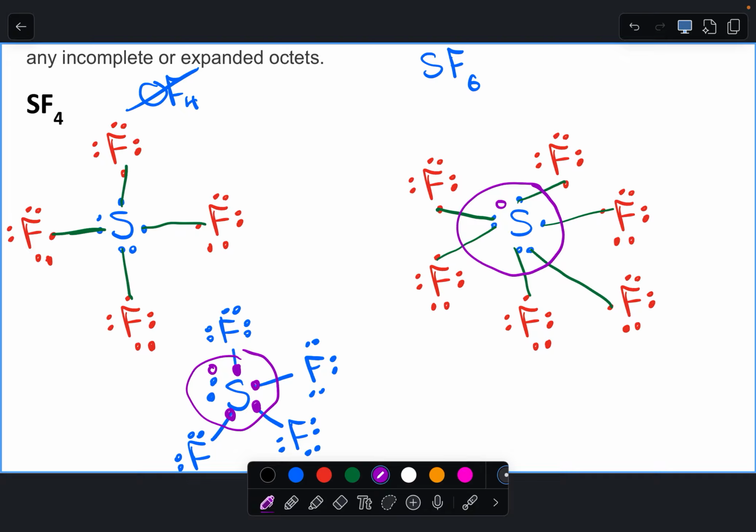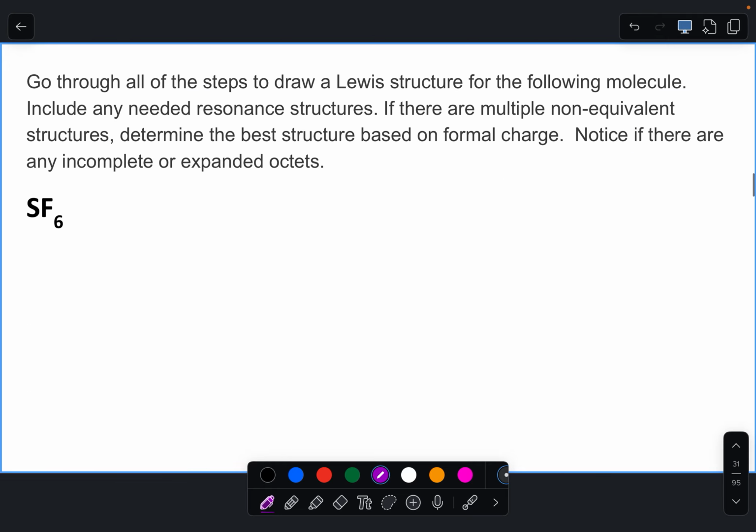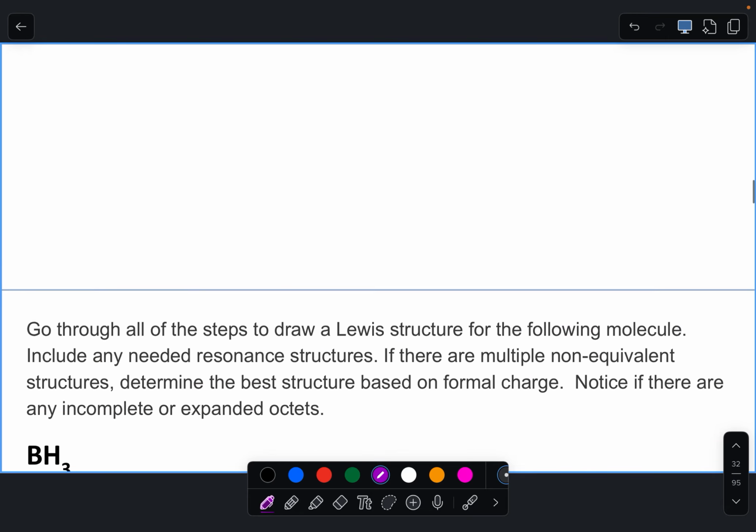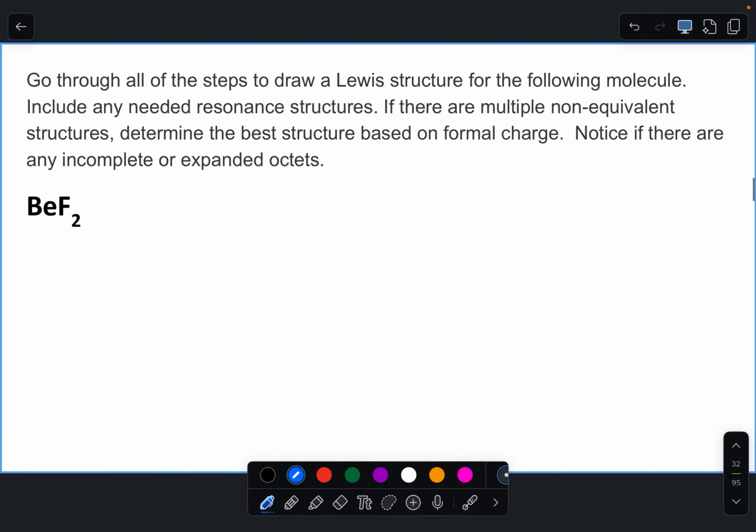Now we're going to go on to 2 examples of underfilling: column 2, beryllium, and then column 3, boron, aluminum, and gallium. So I'll pair these guys up too: BeF2 and BH3. Go ahead and draw both structures for these ones. Same approach as we've always done, but knowing that beryllium's going to form 2 bonds and no lone pairs, and boron's going to form 3 bonds and no lone pairs. And you'll see why pretty quickly.